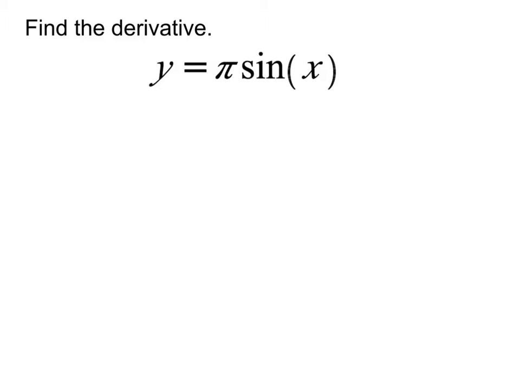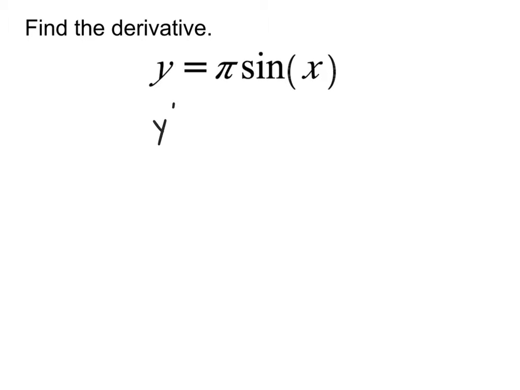So, we're starting with this problem, where we're finding the derivative of y equals pi sine of x. Now, first of all, do I need to use product rule here? No. Because pi is a constant. It's not a function. Now, can you use product rule? Yes, technically you can, but when you find the derivative of pi, that'll be 0. And so you don't actually really need to. And so let's not.